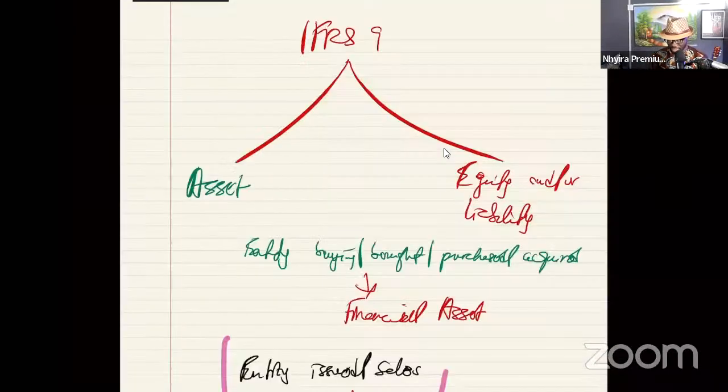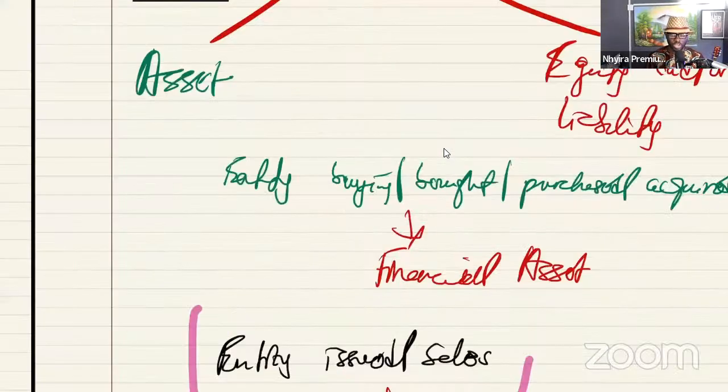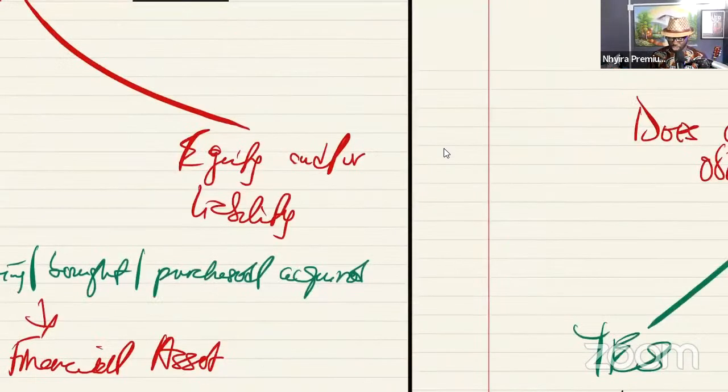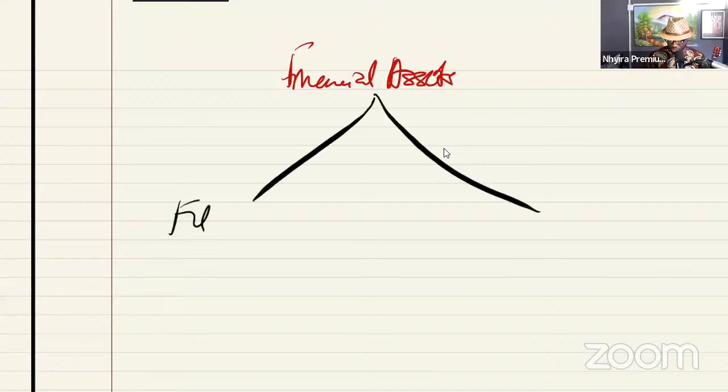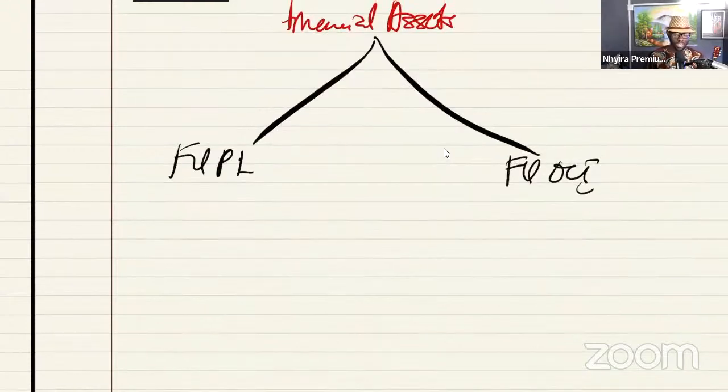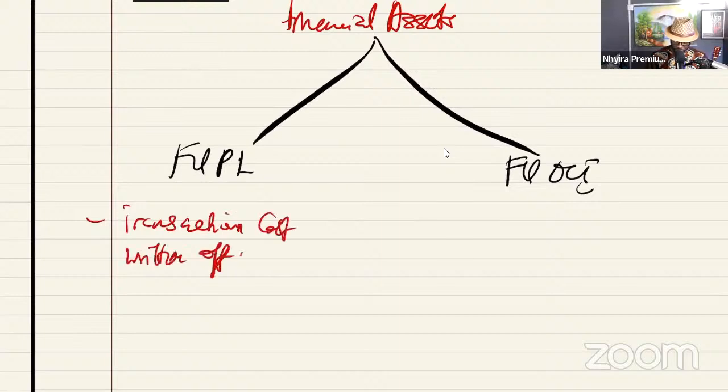But then we come and say, hey, assets, how do we account for financial assets? Now, usually the way we account for financial assets can be based on two things. Either the entity is carrying it at fair value through P&L or at fair value through OCI. Now, the difference between this is that if the entity is carrying it at fair value through P&L, then any transaction cost they incurred must be written off in the P&L.